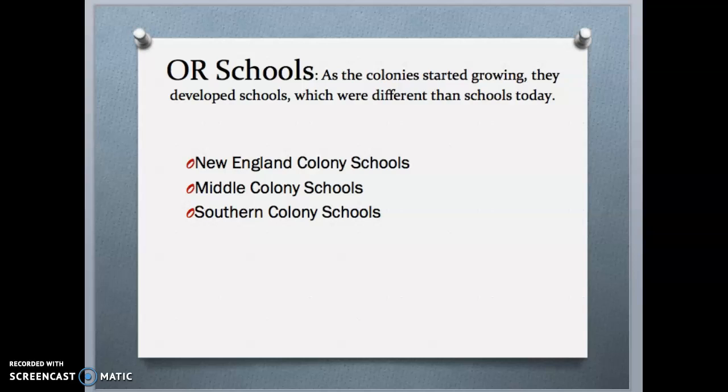So when I looked at my notes, I realized it would be very easy for me to organize my subtopics into the ways that each colonial region had different schools. So I could do that. I could have a paragraph about the New England colony schools, middle colony schools, and southern colony schools. Same topic, same big topic sentence, but I could have those different subtopics. It's just a matter of what I want to do.